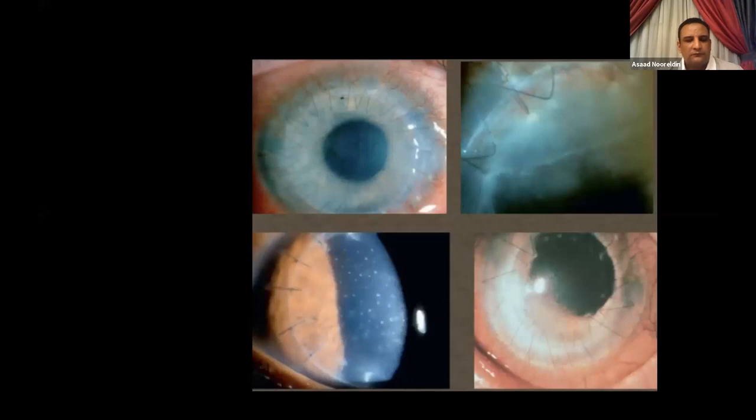Okay. Thank you, Dr. Gustavo. Dr. Asad, do you see that this stitch is a tight one, so it formed this line? Is the cause of this line, which is present in the upper right figure, the tight suture or not?